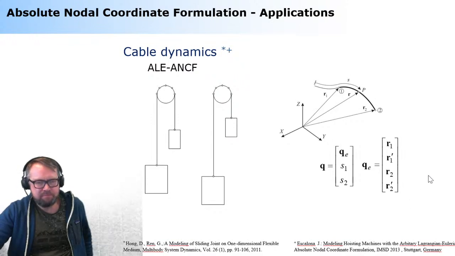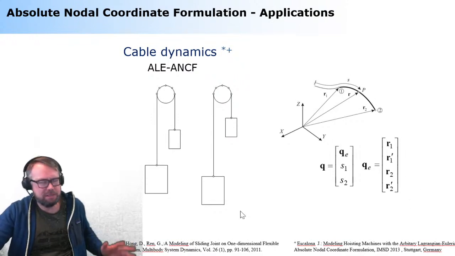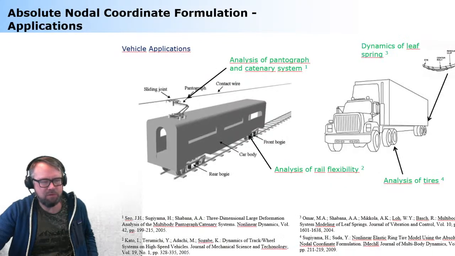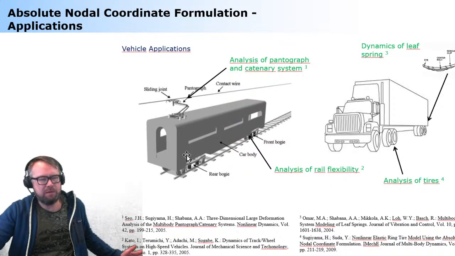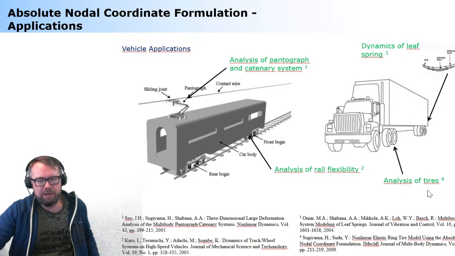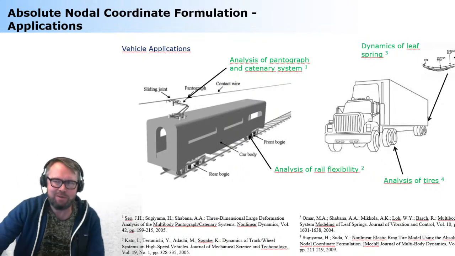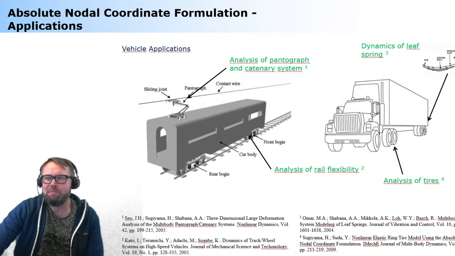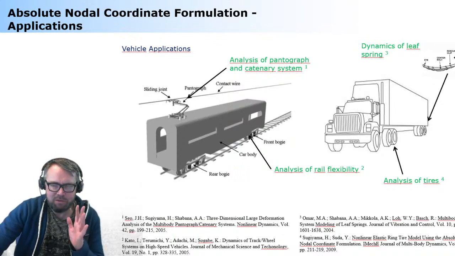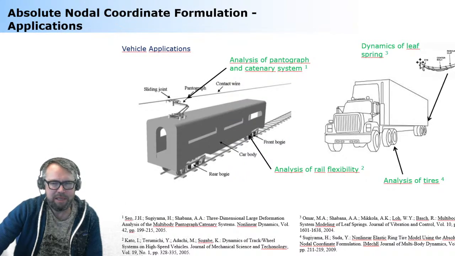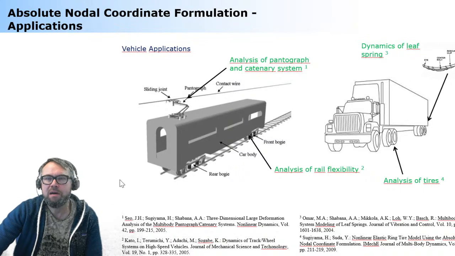And then, this was about the cable dynamics. But unfortunately, I don't have animations to play for that. It is being used in a catenary system to model the train connection to these power cables. It is being used in modeling of tires. It is being used in modeling of leaf springs. Leaf springs, yes. Even though that may not be the most advanced technology, it's still used in certain vehicle applications. And it's very complicated to model.